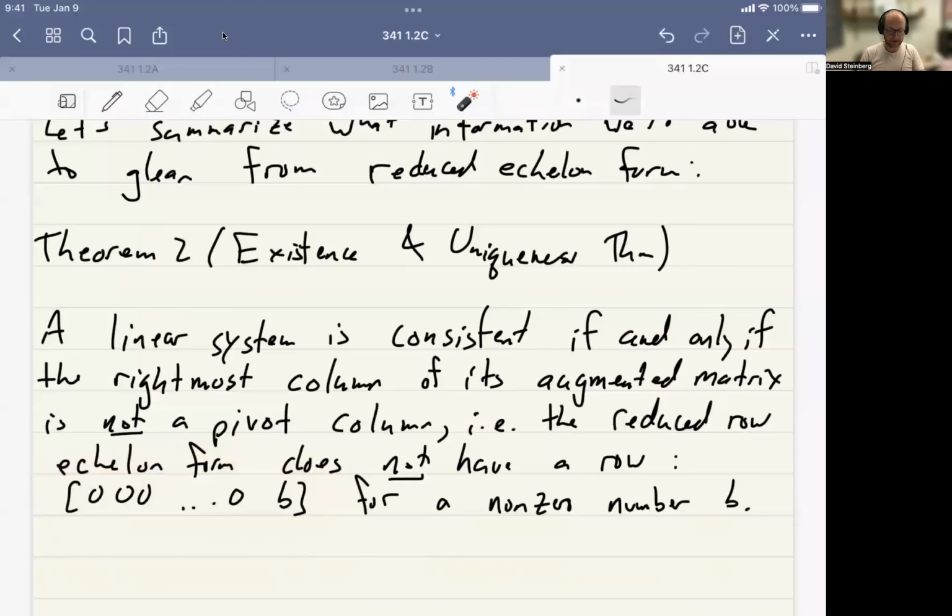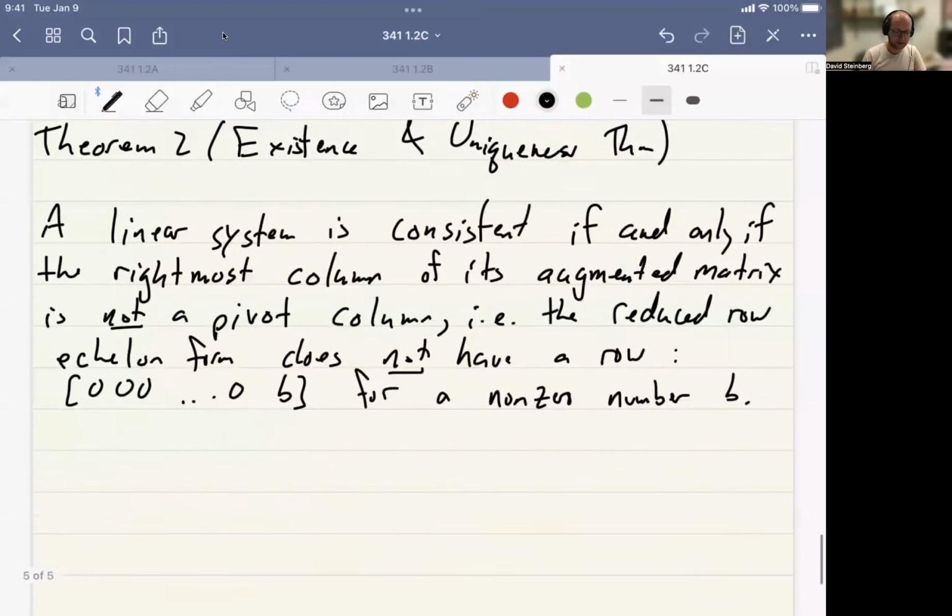Okay, so then the next part of this theorem says if there is a solution, so if your linear system is consistent, there are only 2 possibilities. We mentioned this in the very first video, I think. The 2 possibilities are there's a unique solution or there are infinitely many solutions. And in fact, the reduced row echelon form tells you this too.